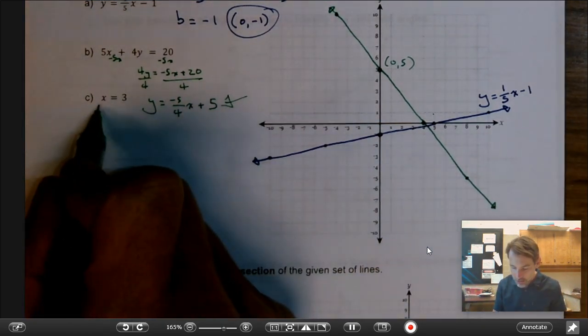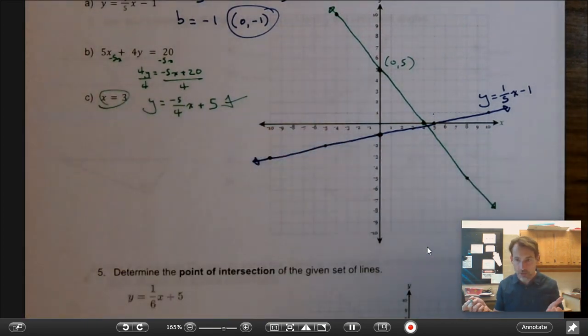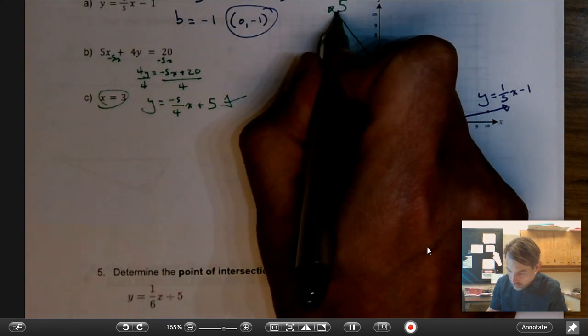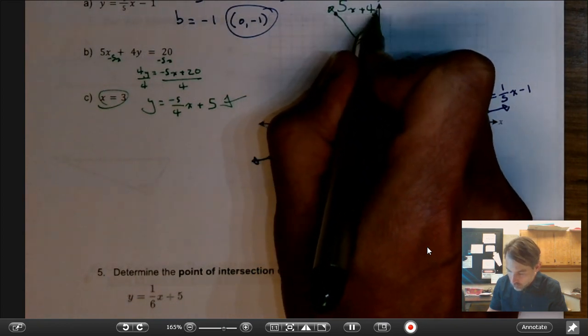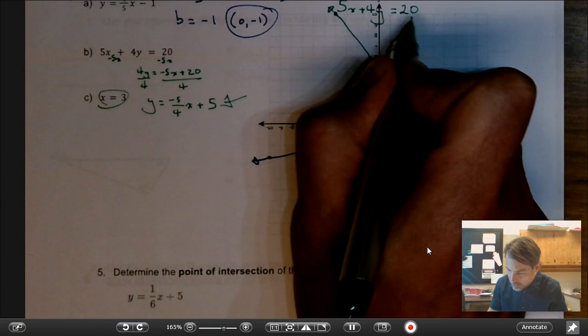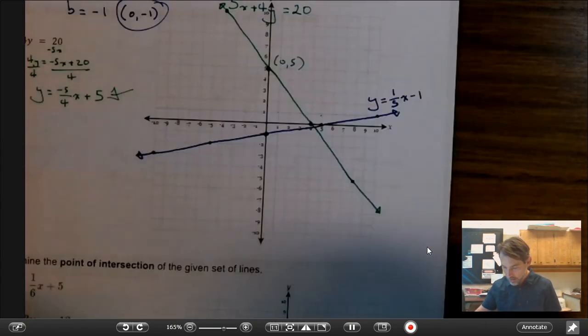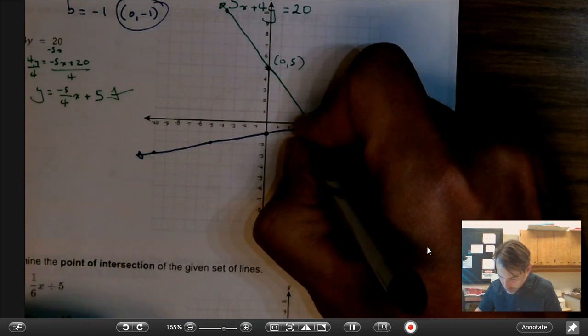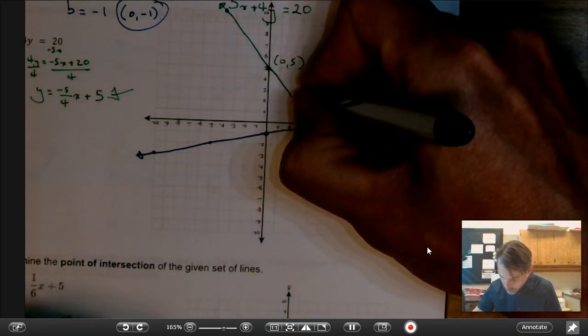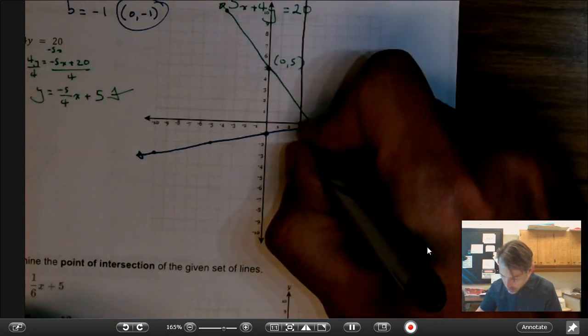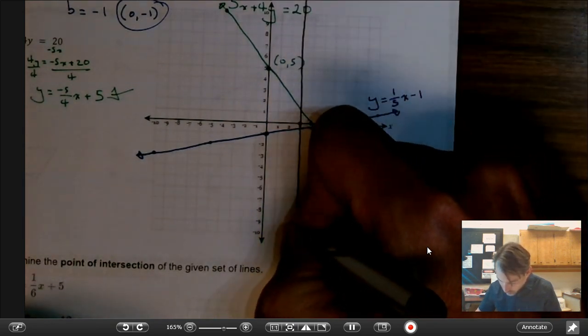All right, last one is x equals 3. Let's see if we can graph this one. Oh, we should label this line. My goodness, this is 5x plus 4y equals 20. There. Now let's in black do the line x equals 3. Here is x equals 3, and all these points have an x value of 3.